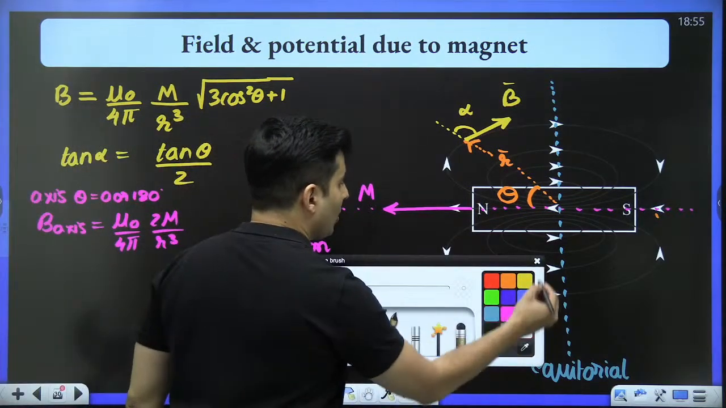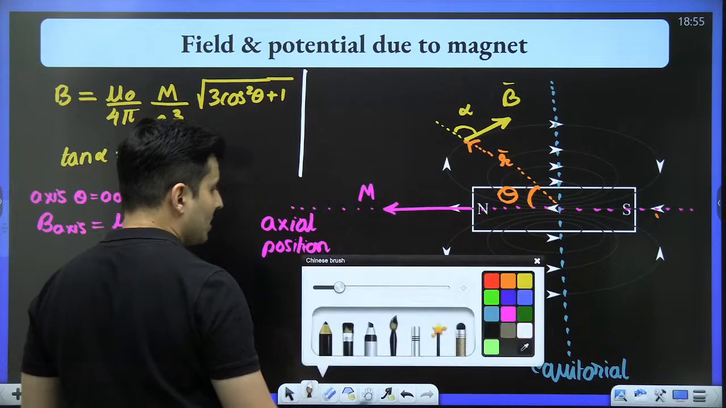Now, similarly, you can also write down the formula for magnetic potential at that point.